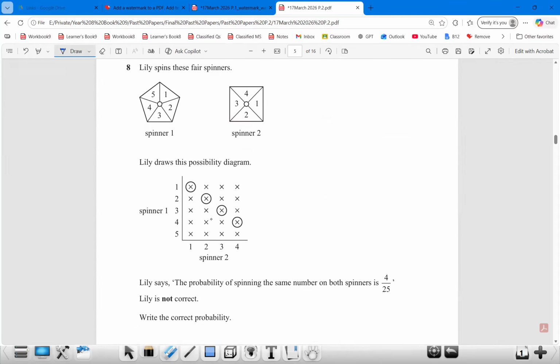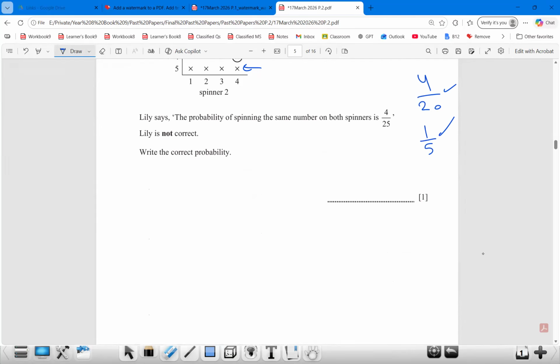Well, because it's 4 times out of how many? It is not 4 out of 25. They are 4 by 5, 4 fives, which is 20. The total number of possibilities or outcomes is 20. So it's 4 over 20 or 1 over 5. Both are going to be accepted.